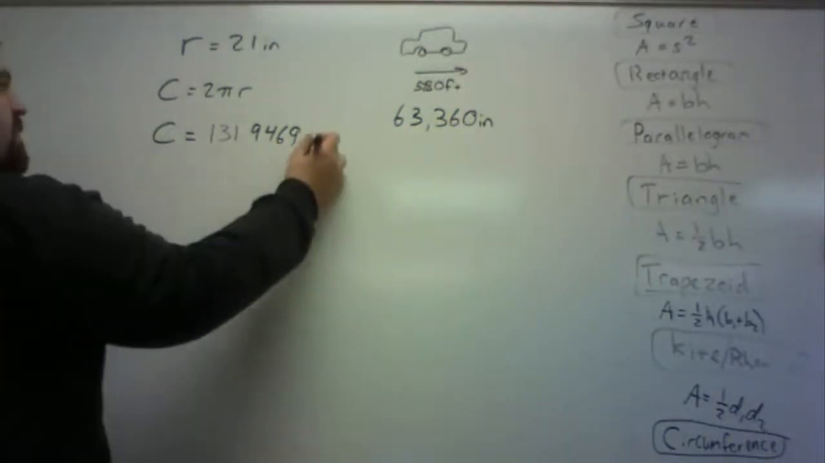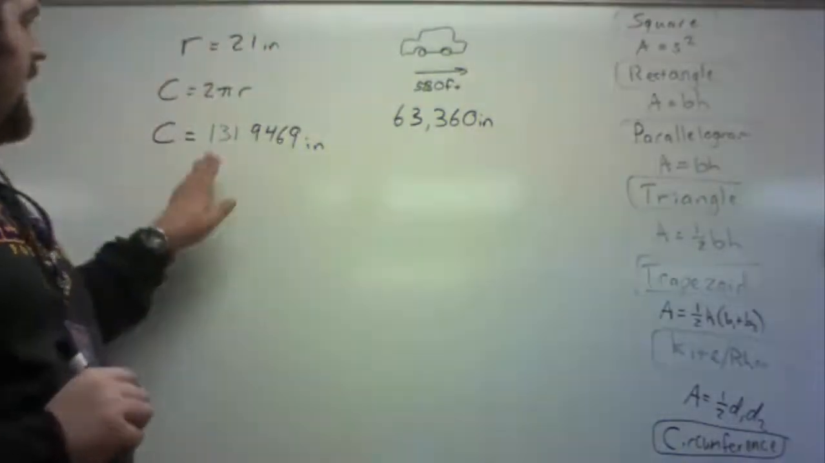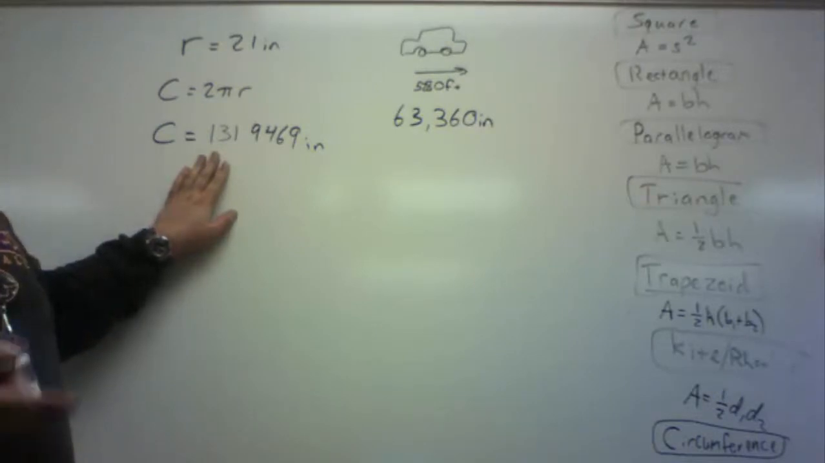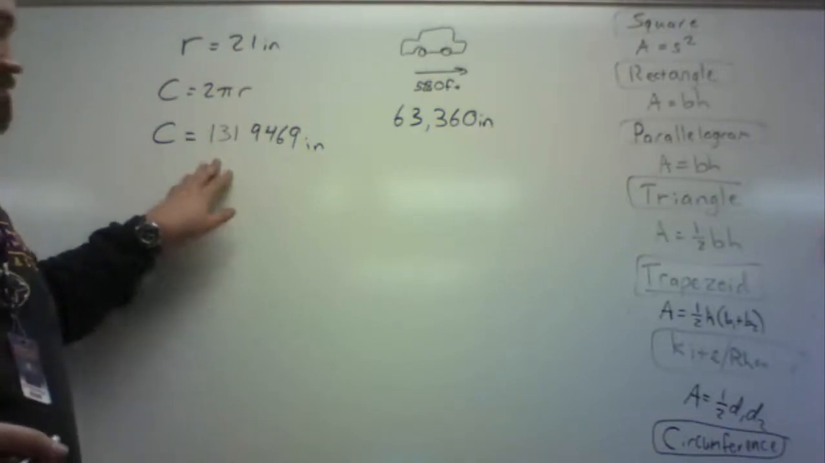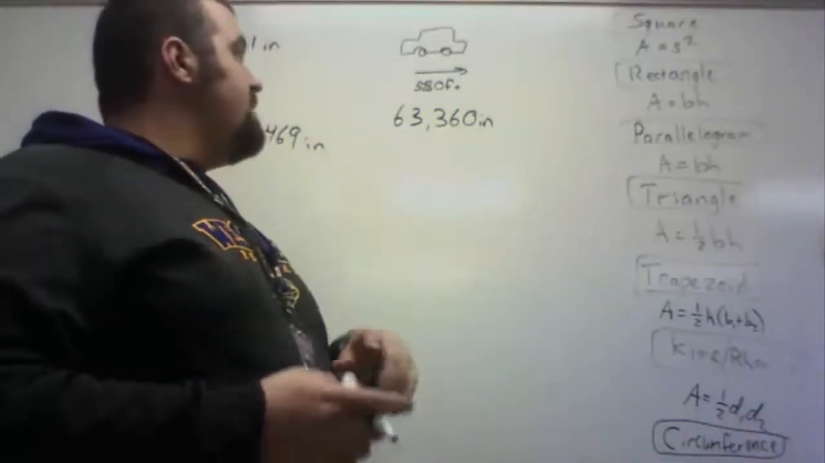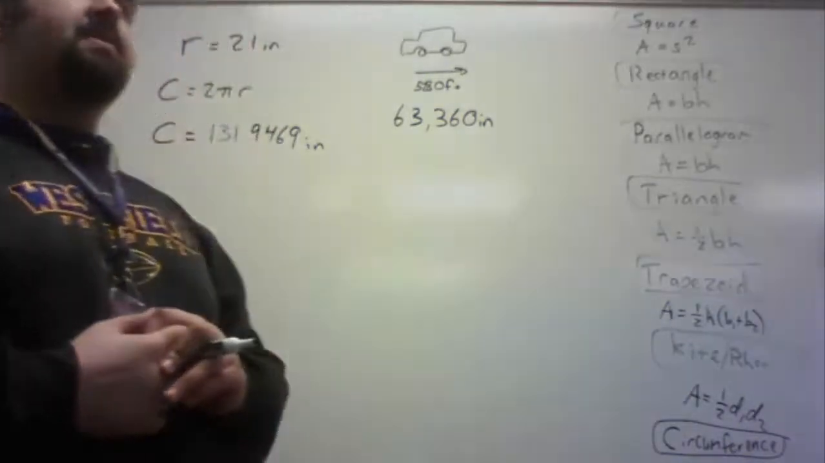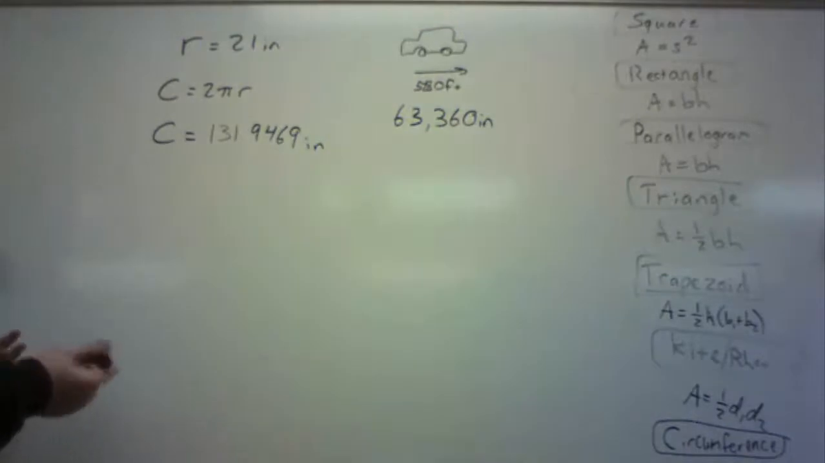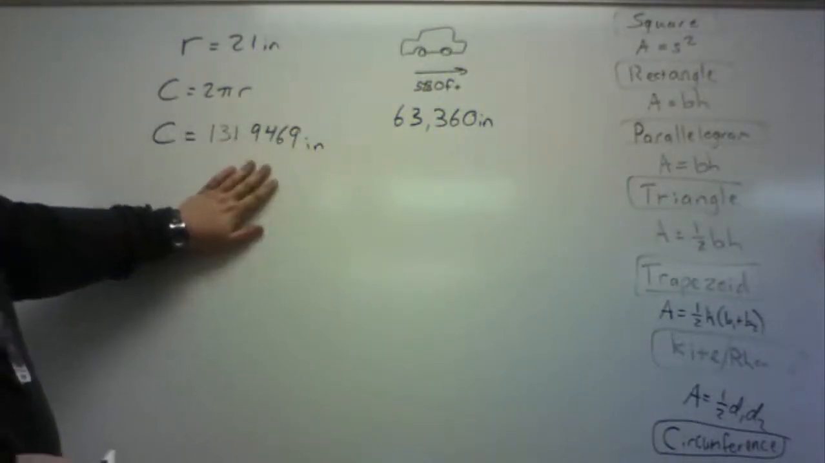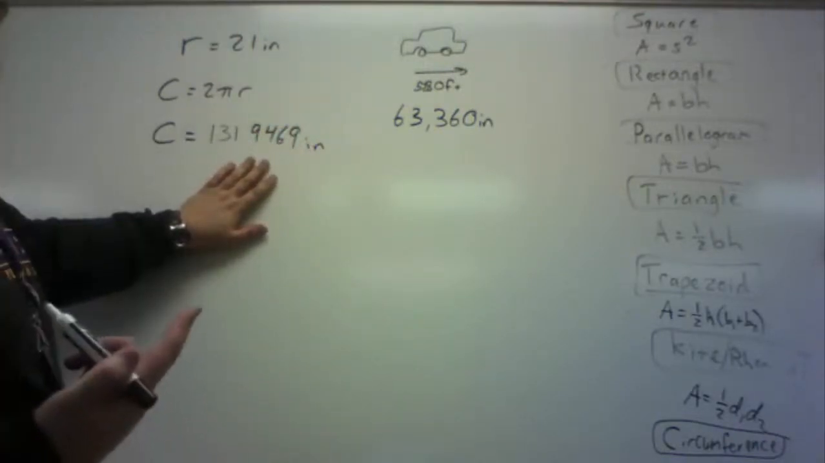inches. So each time the tire goes around once, the car has gone 131.9469 inches. We know that it went a total length of 63,360 inches. So if that's the total length, and this is the length per revolution, if I take the total and divide it by this, I should get how many times the tire had to spin around.